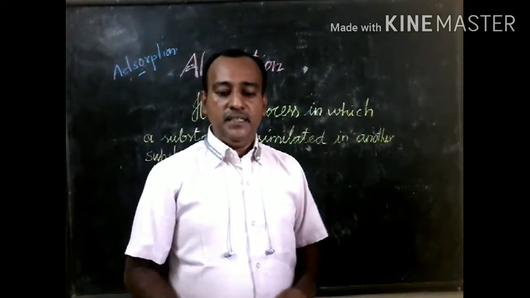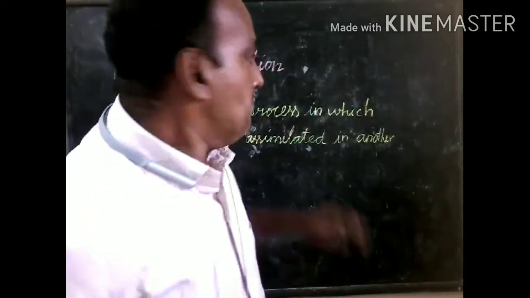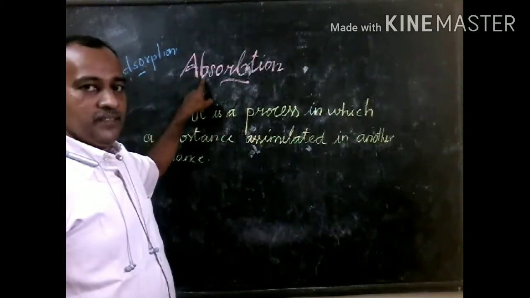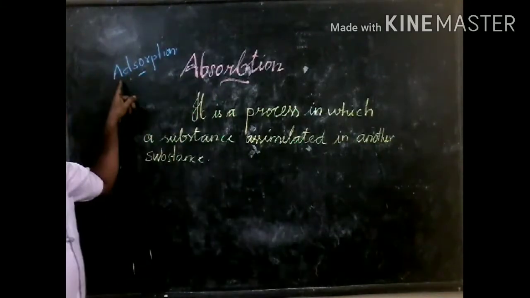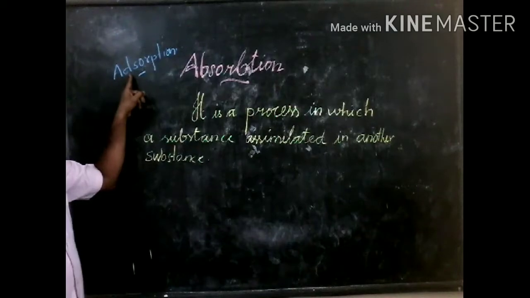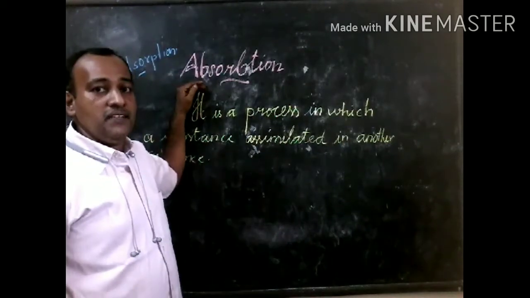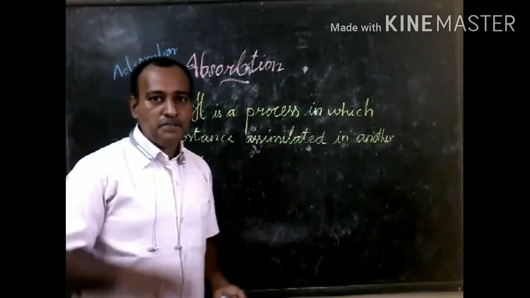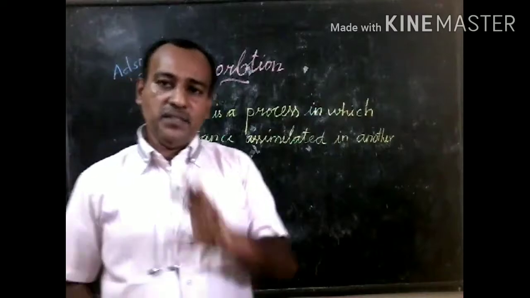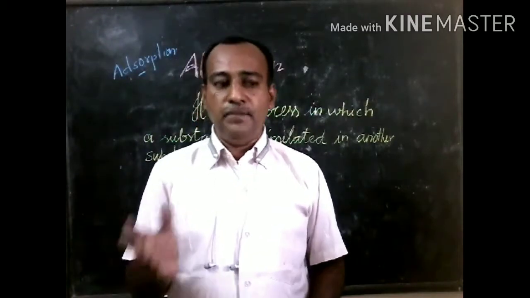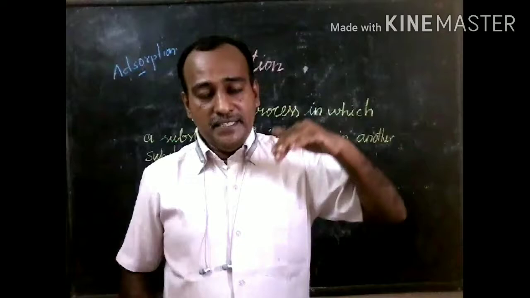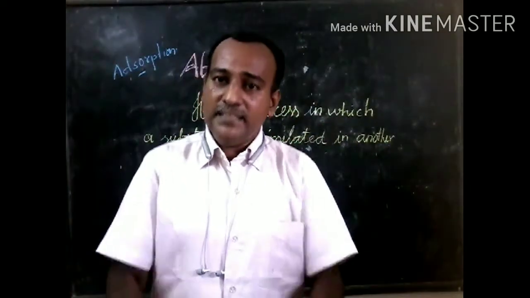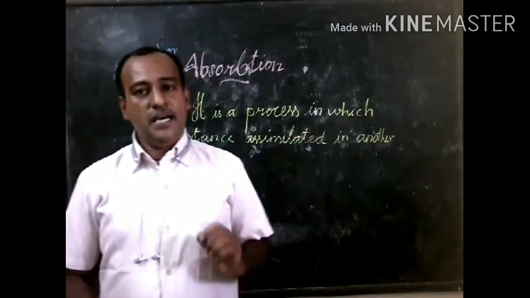This phenomenon is called absorption. See the spelling, A B. Last class we studied adsorption, A D. Here now we are going to study what is absorption. So absorption is actually nothing but moving of a particle inside the phase, inside the bulk of the phase. That is called absorption.